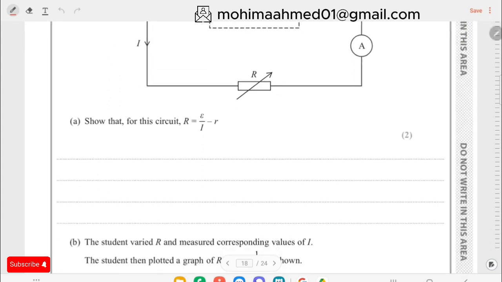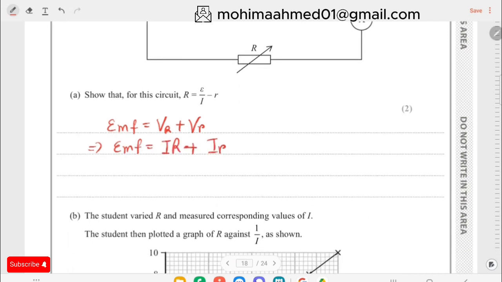So we can write it down as total EMF is equal to voltage of the fixed resistor plus voltage of the internal resistance. Now we can break down voltage in terms of IR. So we can further write EMF is equal to I capital R plus I small r. As I is common for the right hand side, you can take I as a common factor. Now just shift that I to the left hand side, and it will be EMF over I equals R plus small r.